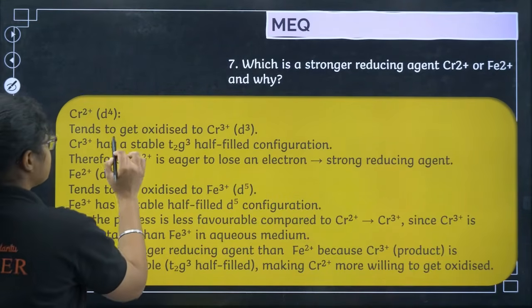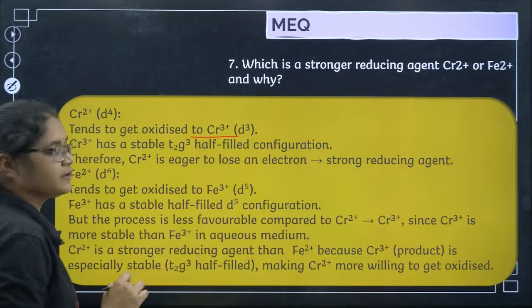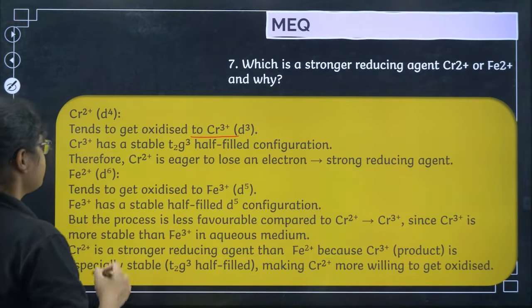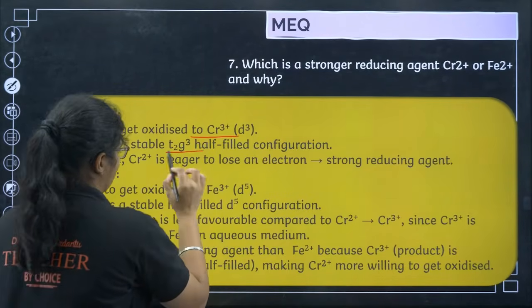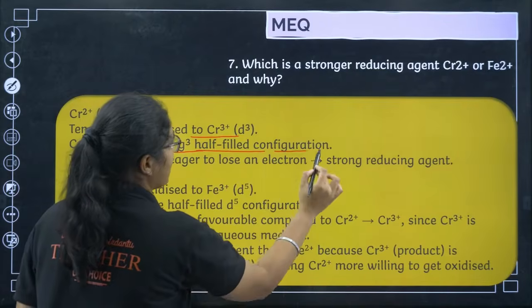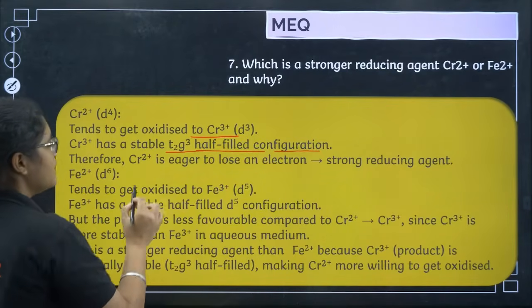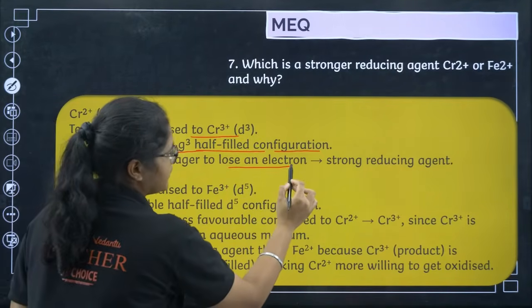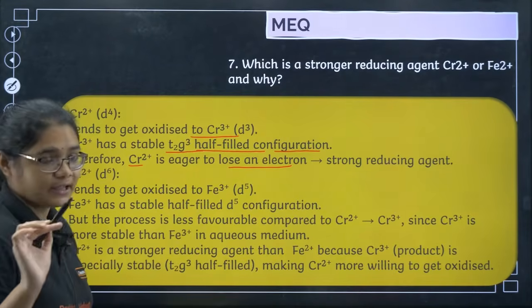So Cr2+ tends to get oxidized to Cr3+, so d3 configuration. Cr3+ has a stable t2g3 half-filled configuration. Therefore Cr2+ is eager to lose one electron, it is a stronger reducing agent.